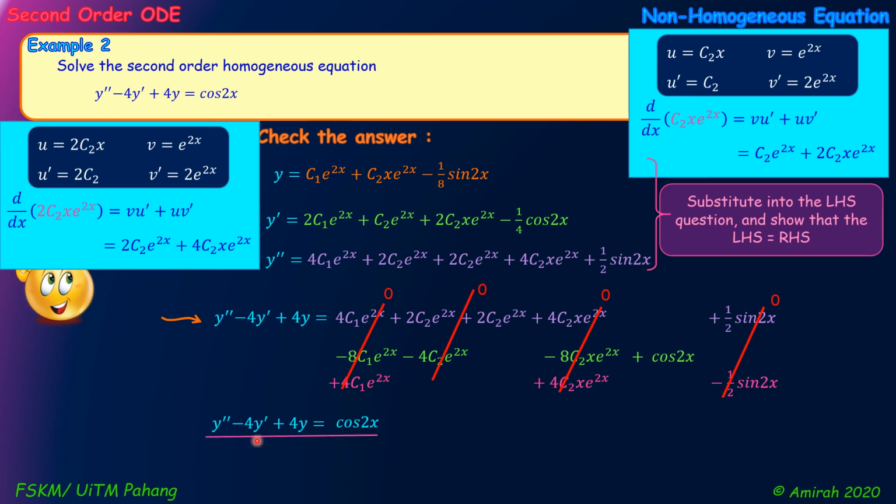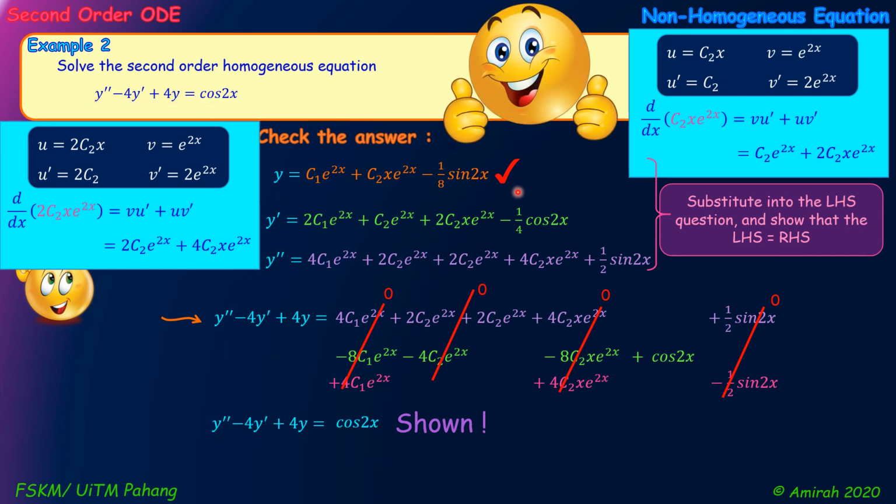Okay, and then when we compare with the original question, it is exactly the same. It means that now we show that left hand side equals to right hand side. We only substitute into the left hand side, but after that we get the right hand side equal to the given question. It means that our y is correct. Right?